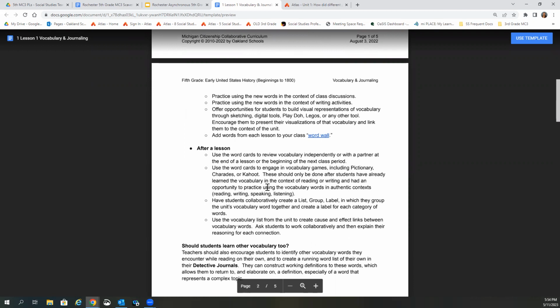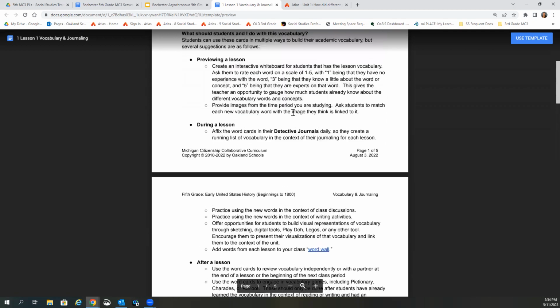One thing we do want to say though is that the word cards are not intended for vocabulary quizzes. So they're not intended to be used as out of context vocabulary, and they're not intended just to be quizzed on. They really are built into the lessons in context, and these are some activities that can help you do that.